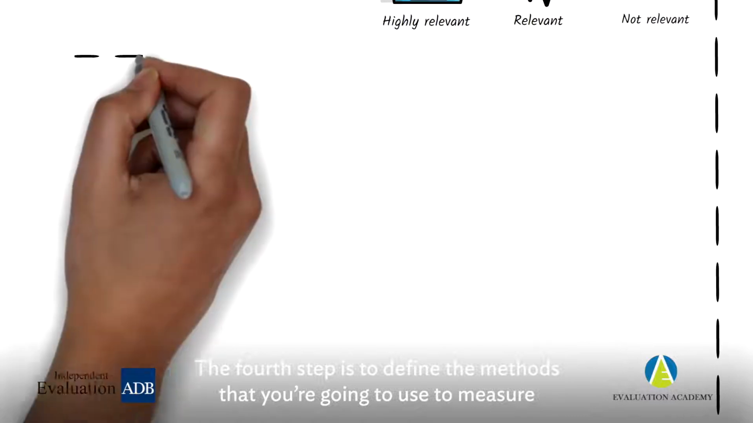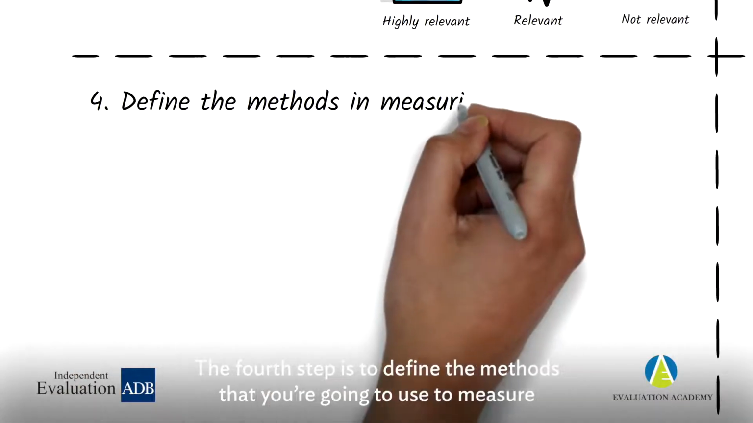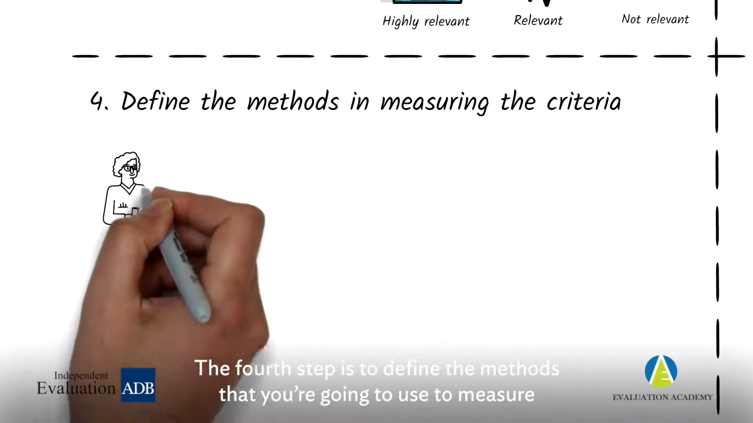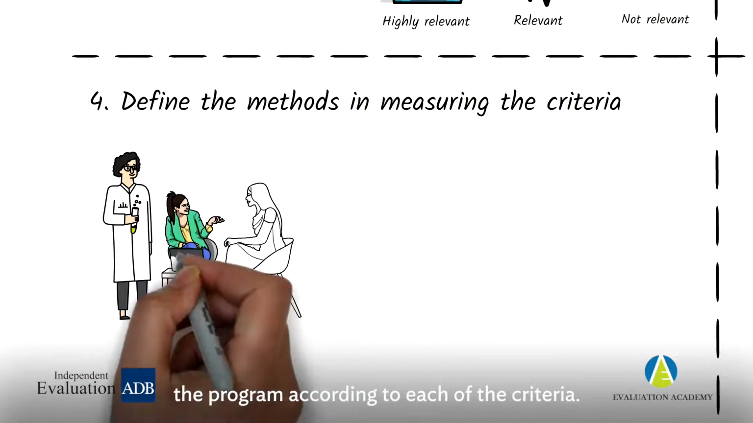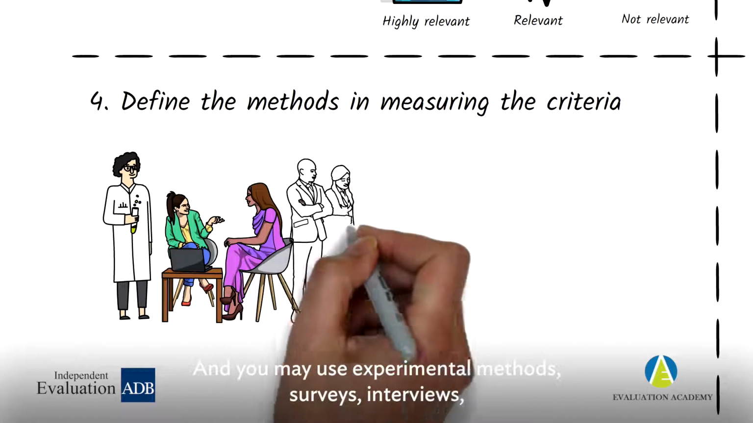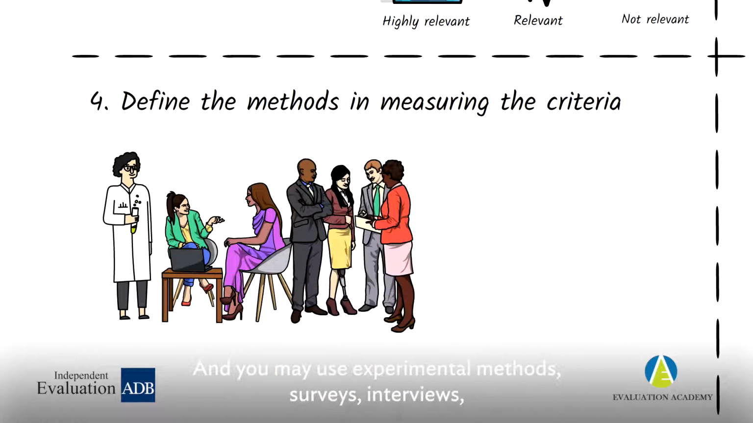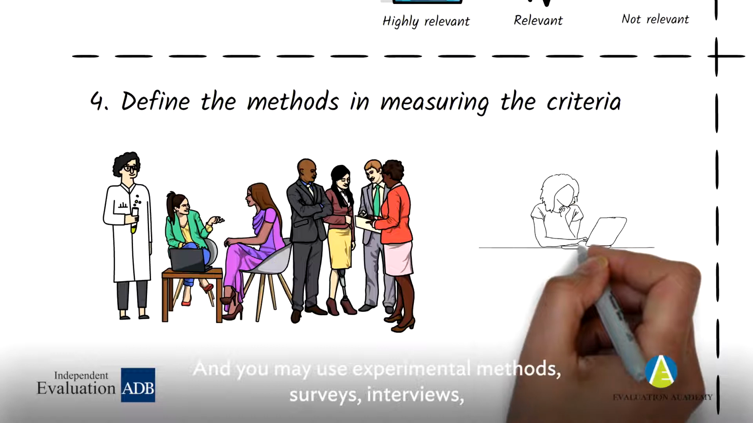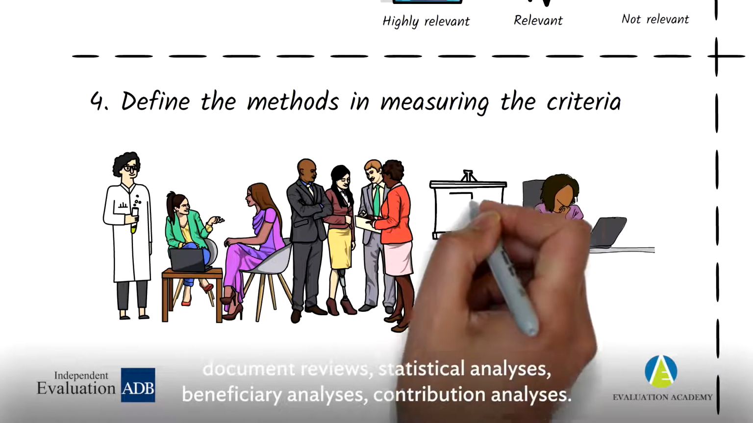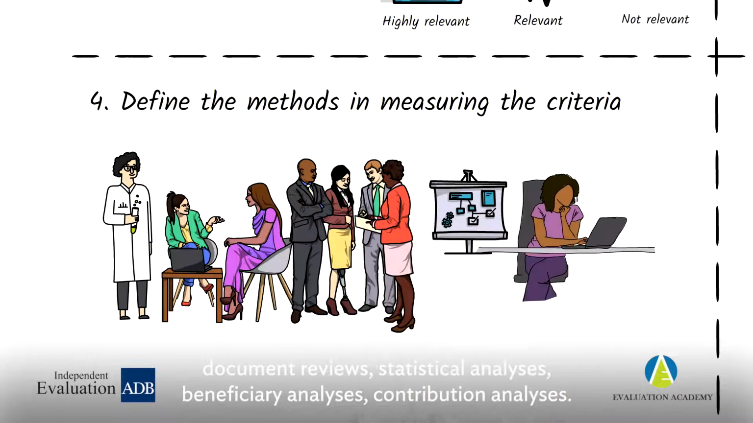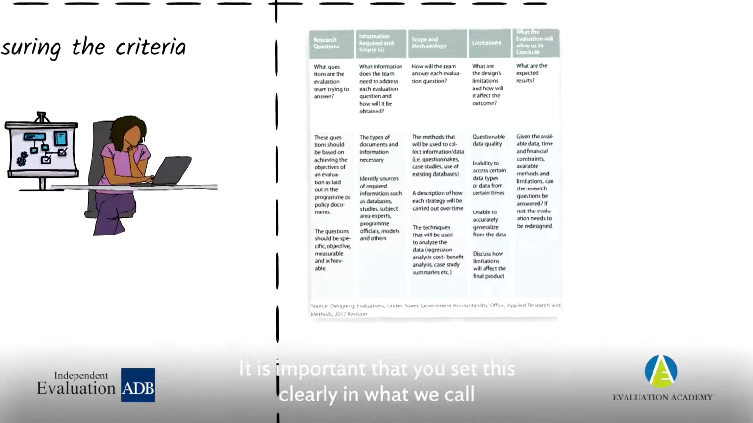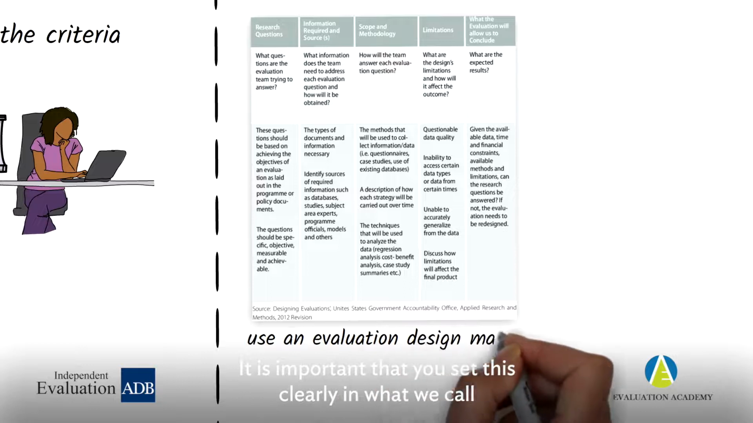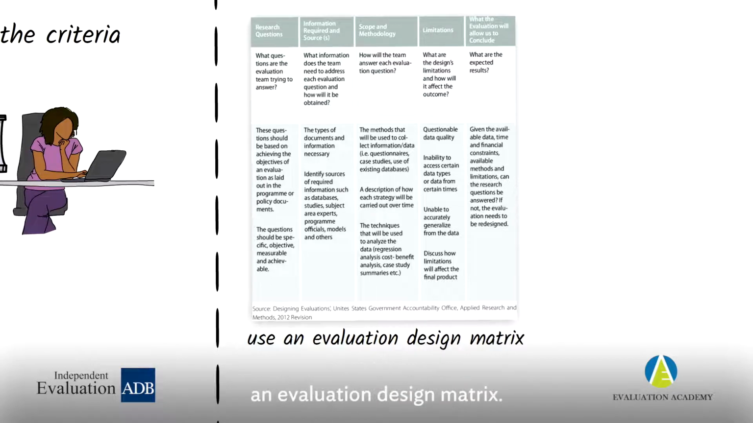The fourth step is to define the methods that you're going to use to measure the program according to each of the criteria. And you may use experimental methods, surveys, interviews, document reviews, statistical analysis, beneficiary analysis, contribution analysis. It is important that you set this clearly in what we call an evaluation design matrix.